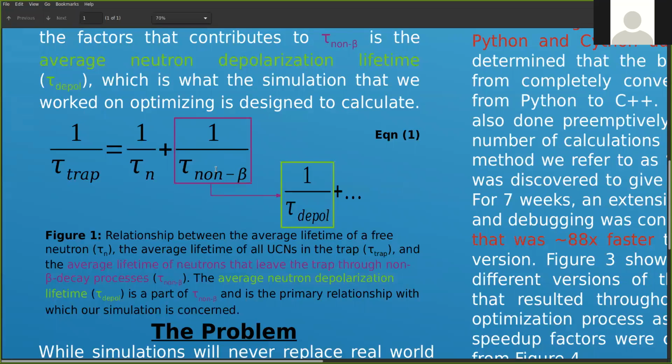As part of the overall UCN tau experiment, the simulation code I worked on is being used to help more precisely determine the average free neutron lifetime, or tau n, as labeled in the relationship on the screen right now, through tau n's relation to the average lifetime of neutrons that leave a magnetic trap through means other than beta decay, which we've called tau non-beta, which is outlined in purple. Specifically, the simulation code I worked on was focused on helping determine the average neutron depolarization lifetime, which is outlined in green and as part of tau non-beta.